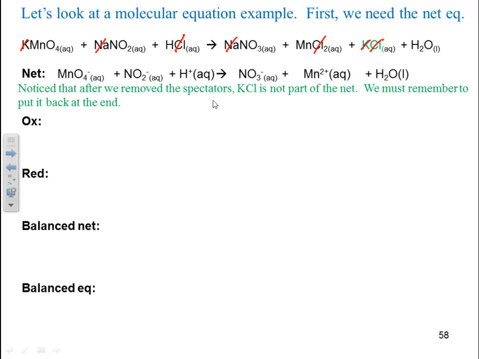Notice that I have to remove the spectator, that KCl is not part of the net. We must remember to put it back at the end, otherwise it won't balance. So I need to remember to put that back on at the end of the reaction.